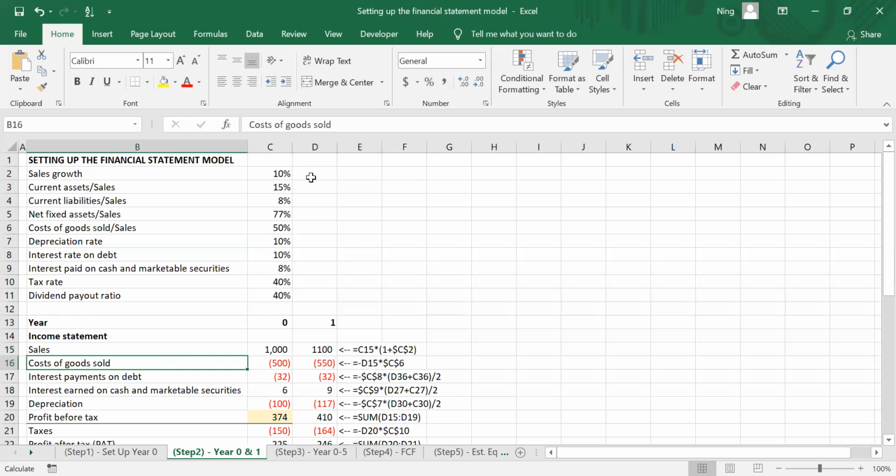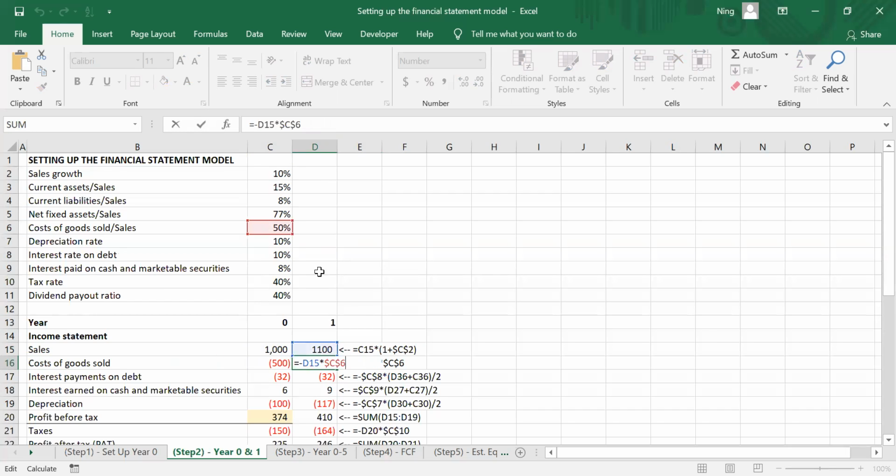And COGS is a relational variable. That means the change in COGS is tied to the change in sales. So COGS is calculated using this year's sales times the model value for COGS as a percentage of sales, which is 50%. So use sales times 50%, and that gives you the estimated COGS for this year. And because COGS is a cash outflow, you add a negative sign in front of it to mark it as a cash outflow.